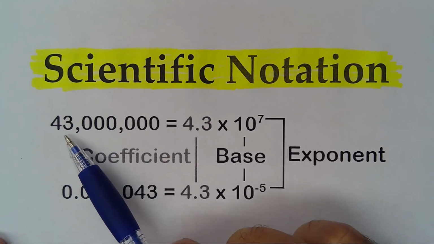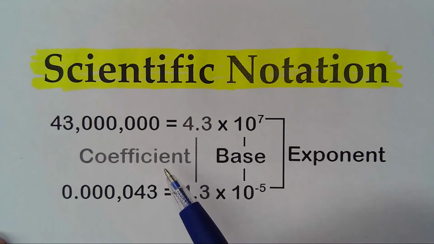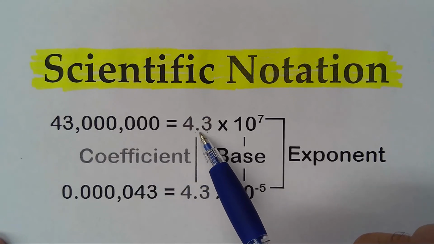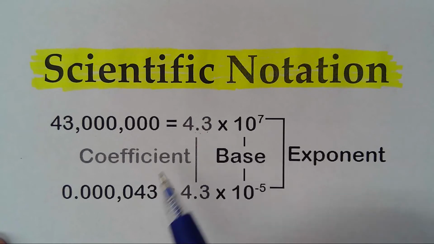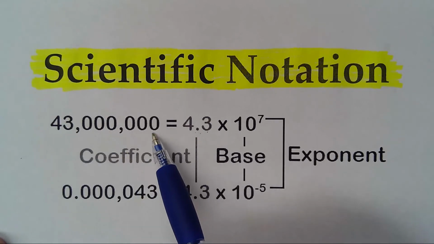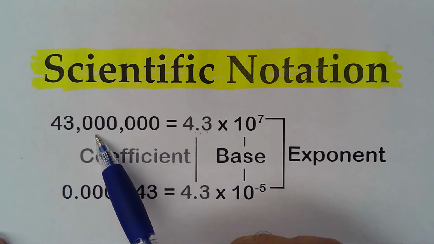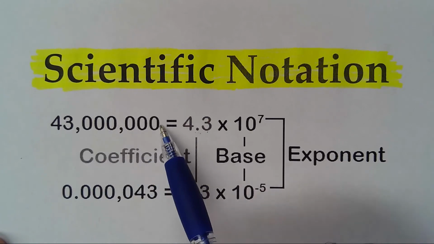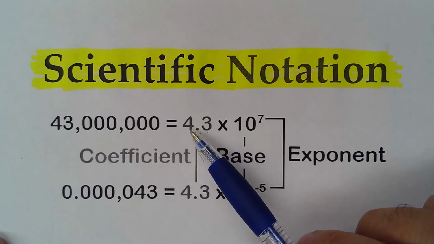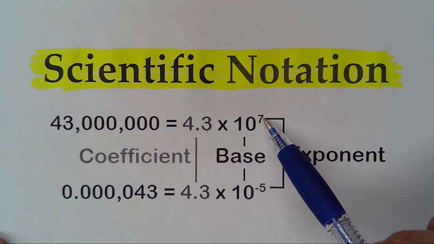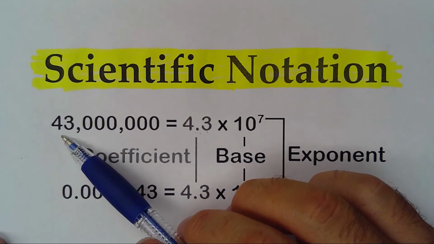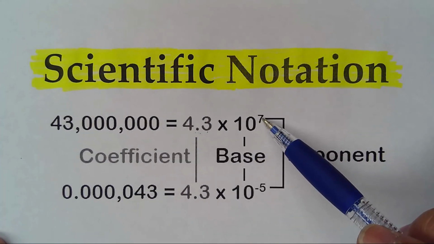So the number 43 millions to be written in scientific notation will be 4.3. Look at the decimal point, it is here between the 4 and the 3. So I have to count 1, 2, 3, 4, 5, 6, 7. I start counting from the back, 7 to the left. So the number will be 4.3 times 10 to the 7th, because I count 7 back, so I need to write a positive exponent.